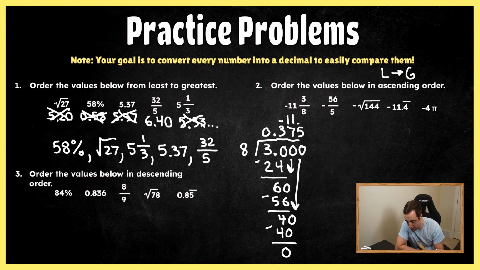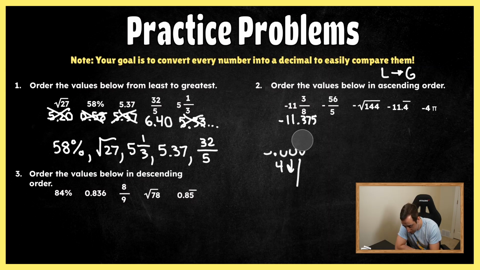So our final answer for this one is going to be negative 11.375, 375 thousandths for the first one. So let's go ahead and get rid of our division here. And now we're on to number 2, which is an improper fraction. It looks like we are doing division once again. So 56 is on the inside, 5 is on the outside.